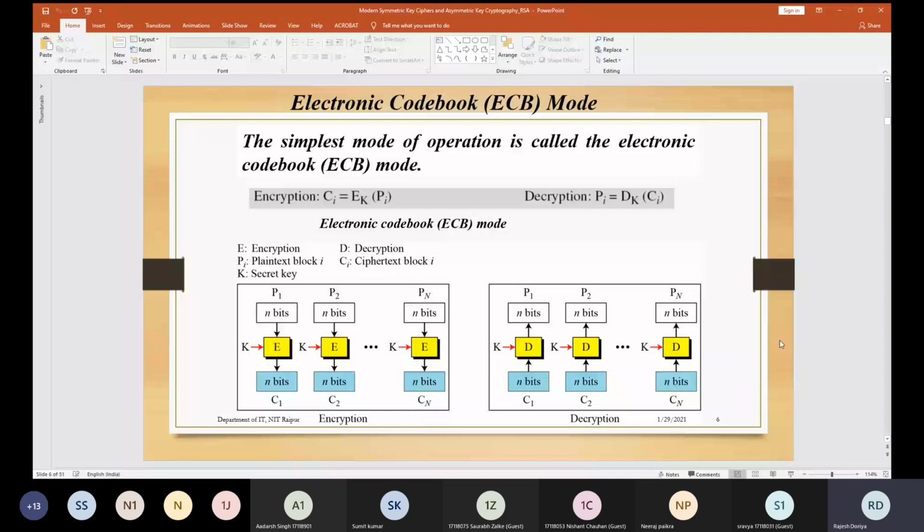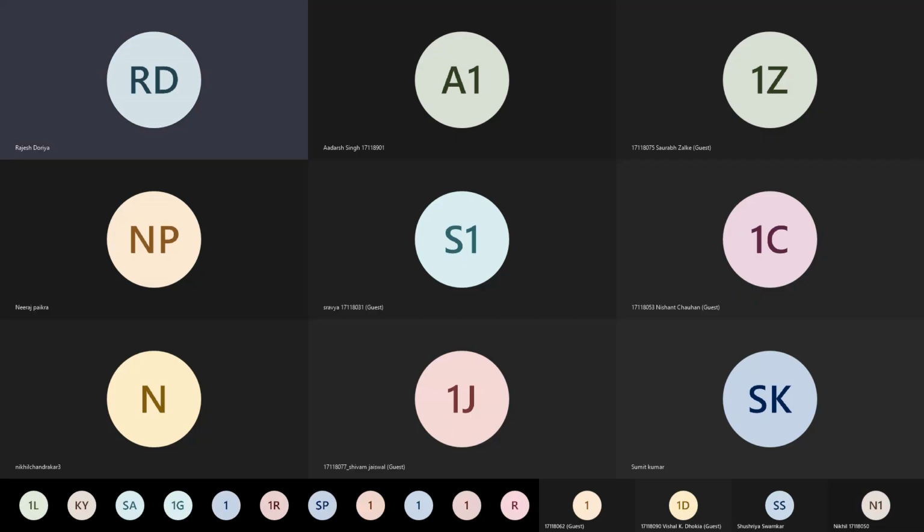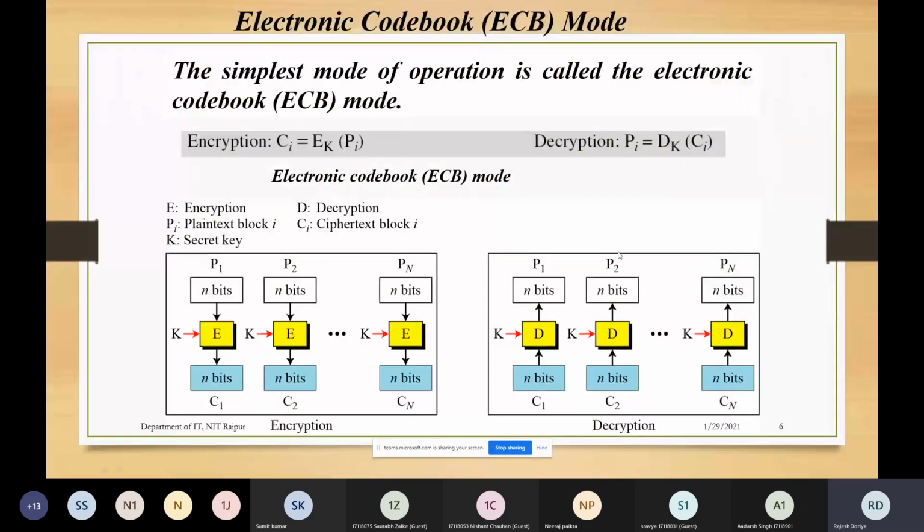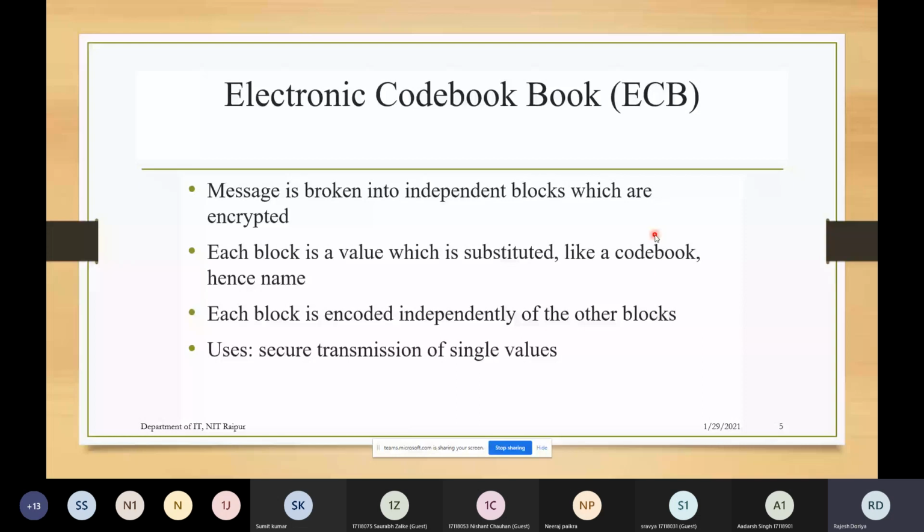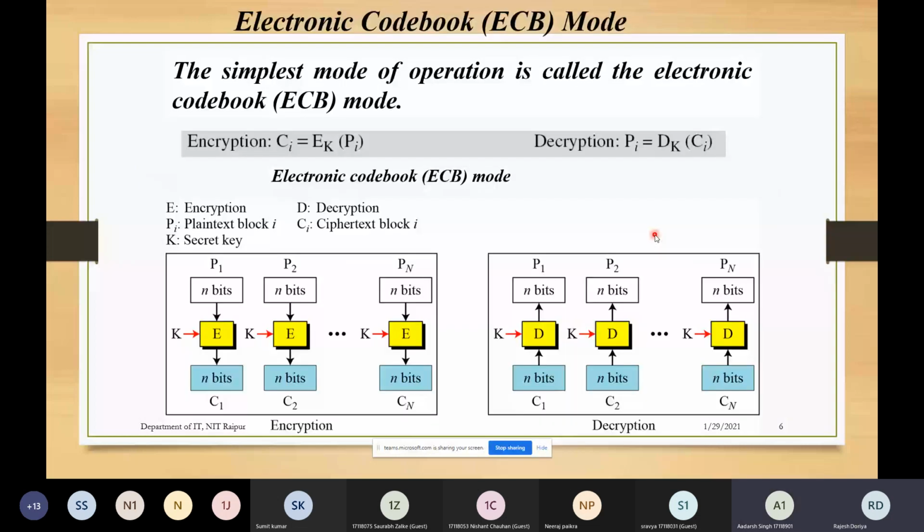Just hold on, students. Let me check one more thing. Now can you see the slide, students? Yes, sir. Visible, sir.